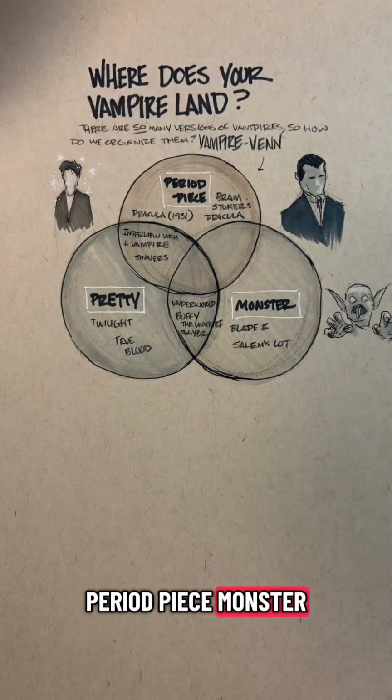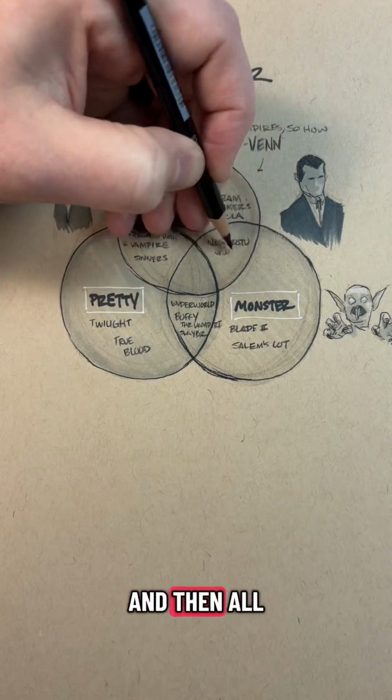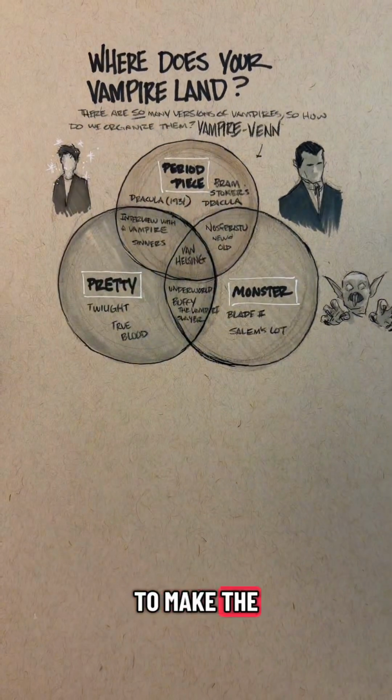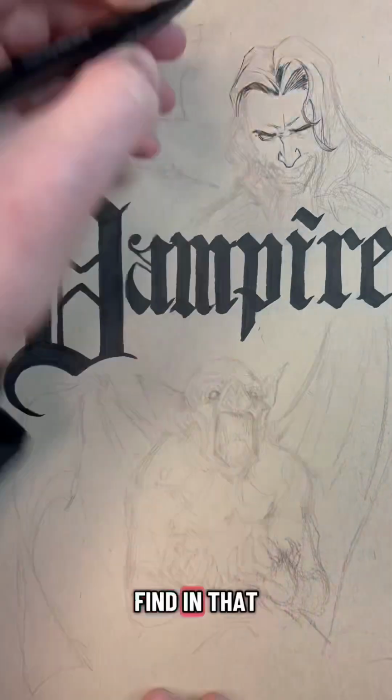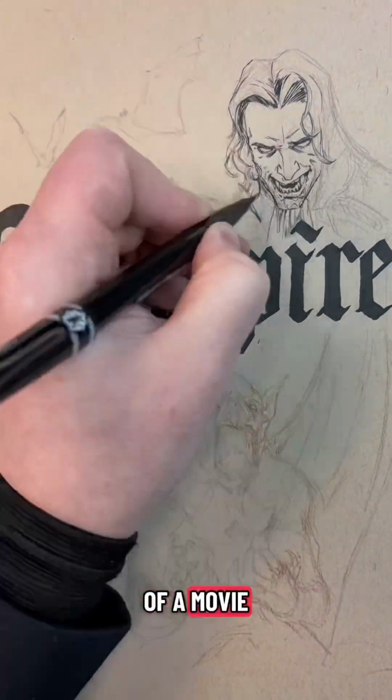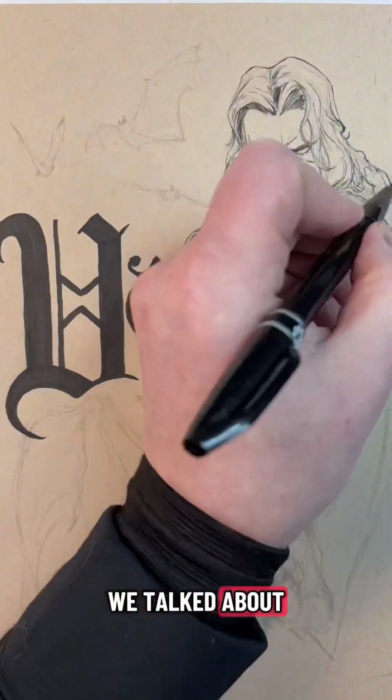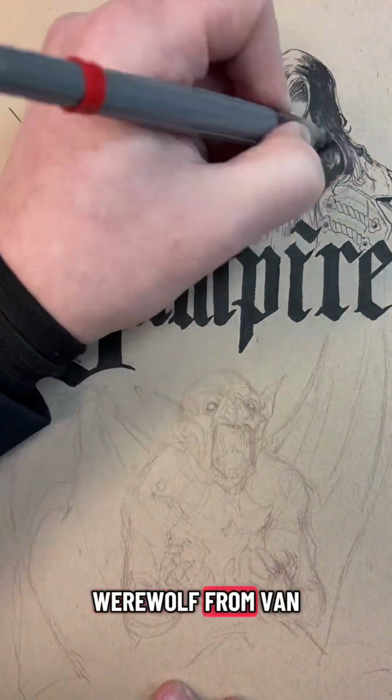Your period piece monster is Nosferatu, both new and old, and then all 3 converge together to make the Van Helsing Dracula that you can find in that wonderful little masterpiece of a movie, which was really fun because when we talked about the werewolf, a lot of people had the werewolf from Van Helsing as one of their favorites as well.